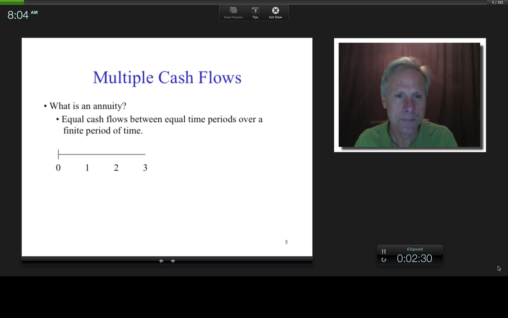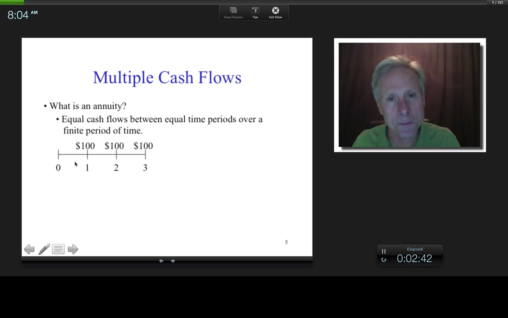So for example, here is a cash flow timeline diagram. These numbers on the bottom represent time periods. What do these time periods have to be? It can be anything you want them to be. They could be 1 year, they could be 1 second, they could be 2.3 years, anything you want. And what is time zero? Again, anything you want it to be. Typically it's today. So if these were 1 year periods and this was today, then this would be an annuity because it would reflect $100 between equal time periods, and they're all equal cash flows, and they end at some point. So it's over a finite period of time.